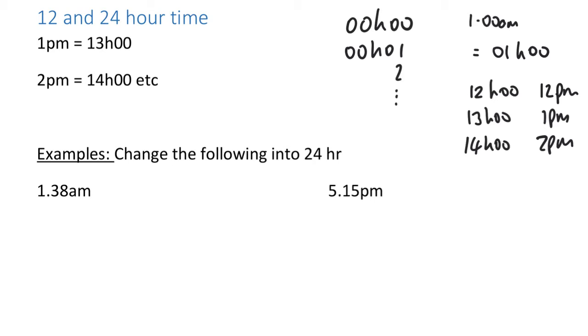So change 1:38 a.m. into 24 hours. So 1 hour 38 after midnight. So midnight is 00. Another 1 hour and 38 minutes is going to be 01 hours 38. 5:15 p.m. So noon would be 12 hours after midnight. We've another 5 hours and 15 minutes to go. So if we add 5 hours, that gets us to 17 hours. And we've still 15 minutes. So it's 17:15.